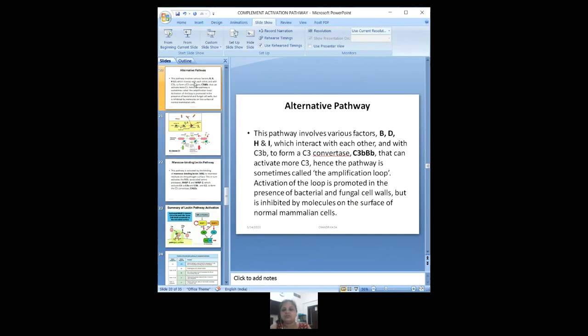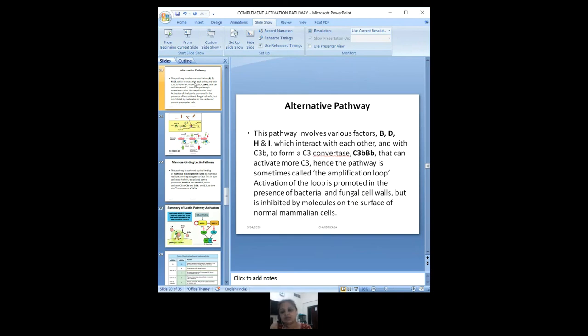So let us now see the second pathway of complement activation, that is the alternative pathway. The trigger for this pathway is bacterial endotoxin. What is bacterial endotoxin? It is a lipopolysaccharide found in the outer cell wall of gram-negative bacteria. The other triggers for this pathway can be yeast cell wall or cobra venom factor, etc.